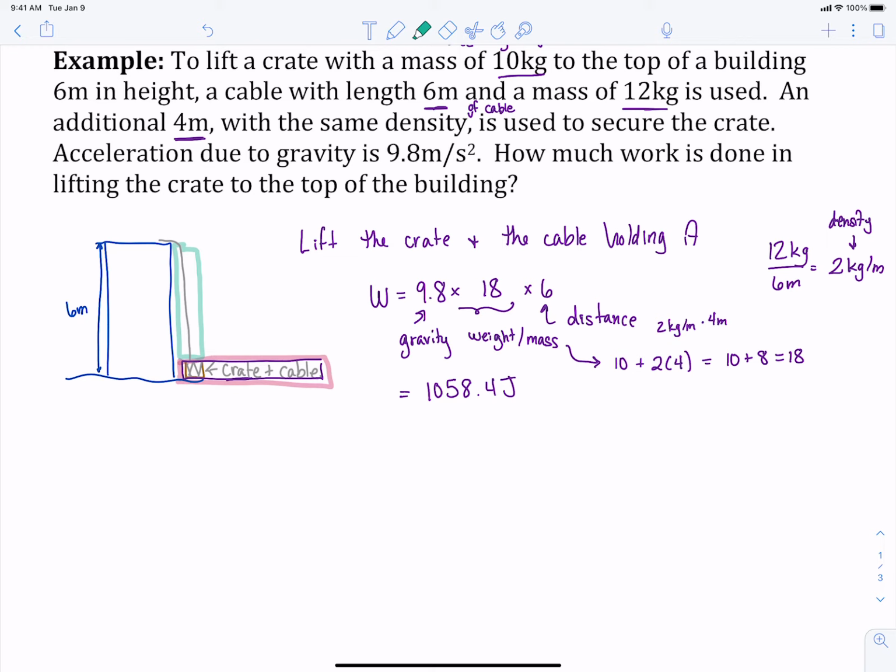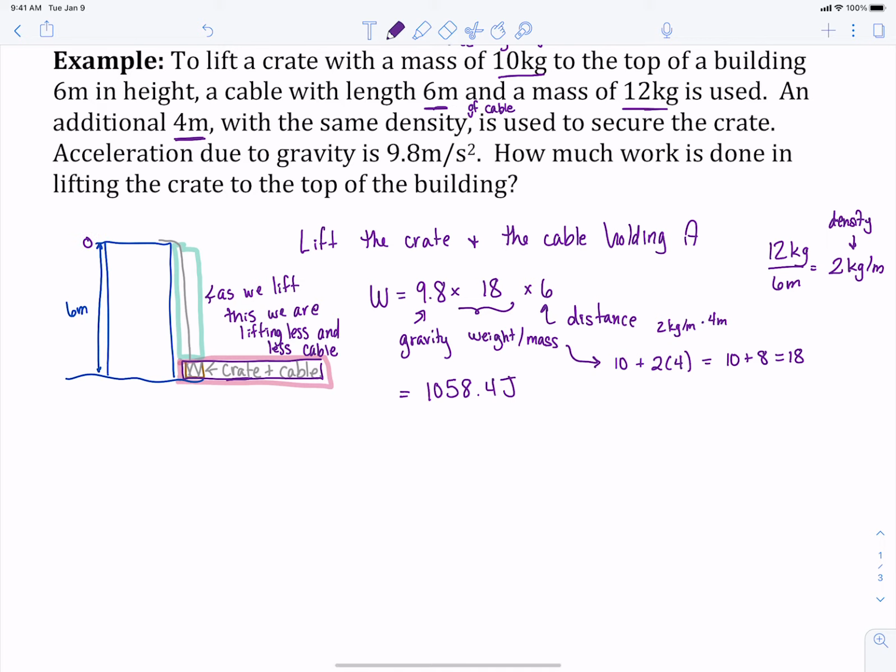That cable has weight. It's 12 kilograms, that cable. But as we lift it, we're lifting less and less cable. So the work that's required, the force that's required to lift that cable, it's going to get less and less. It's going to get easier to pull it up as we get it higher and higher because there's less weight that we're pulling.